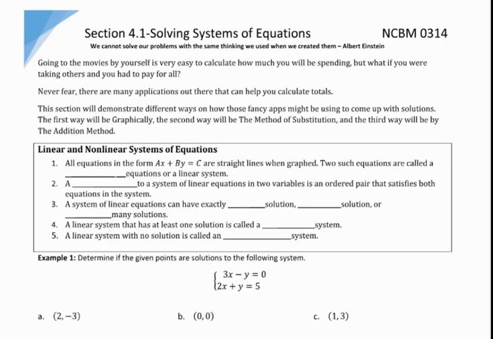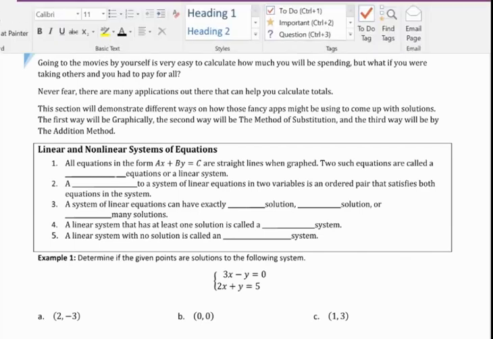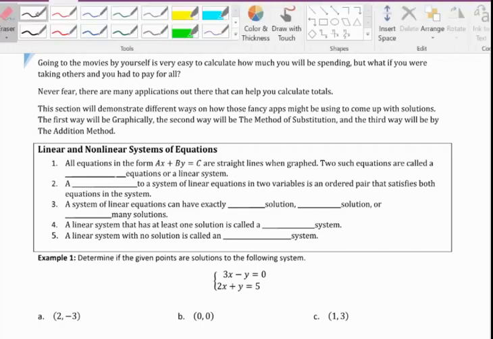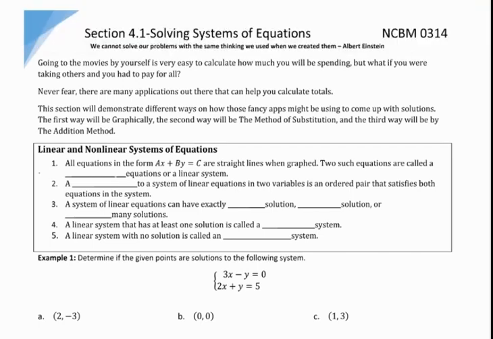The first way will be graphically, the second way will be the method of substitution, and the third way will be the addition method. So first, let's take a look at linear and nonlinear systems of equations. All equations in the form ax plus by equals c are straight lines when graphed. Two such equations are called a system of equations or a linear system. So we call this a system of equations.